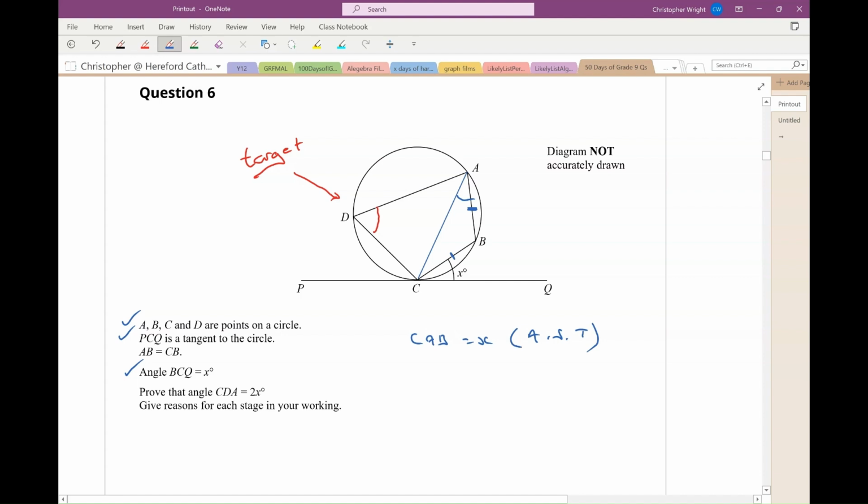Okay, and now, therefore, this angle here is also going to be x, right? Because that's an isosceles triangle. So ACB equals x because ABC is isosceles. So that means that this angle here, ABC, is going to be 180 minus 2x, isn't it?